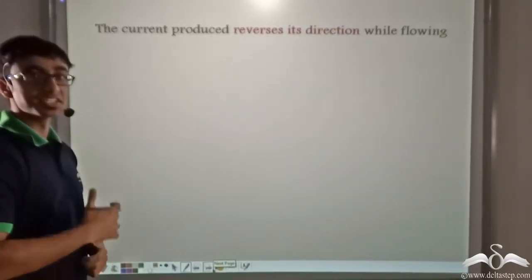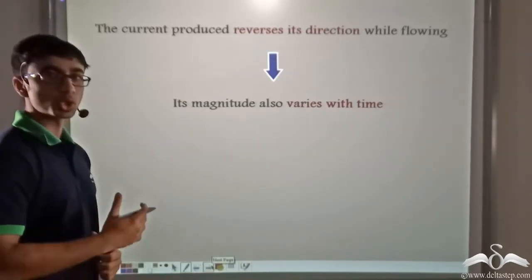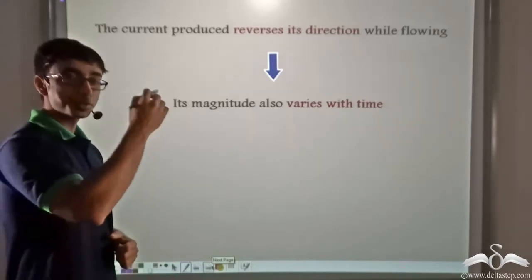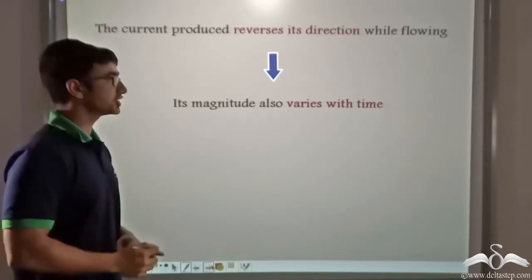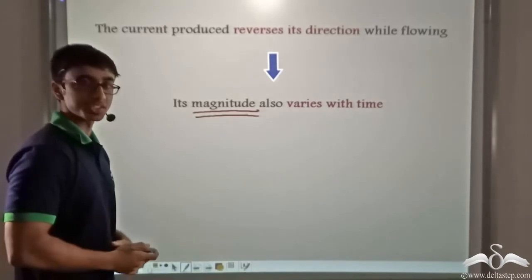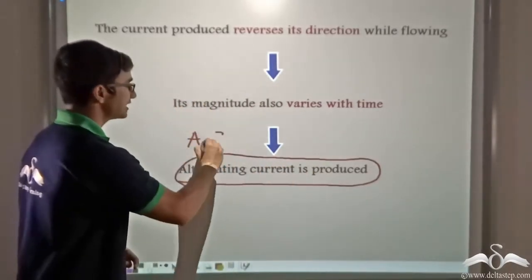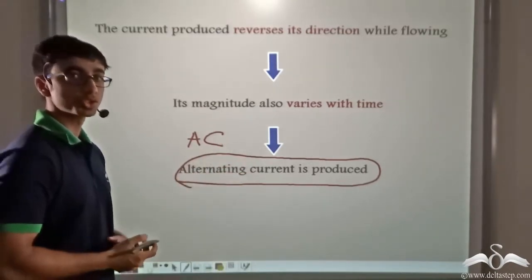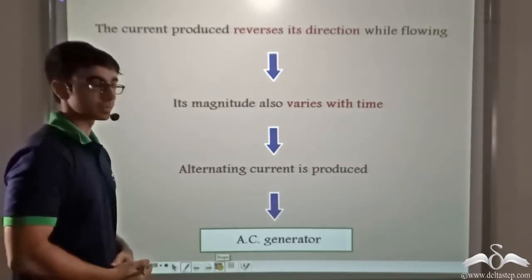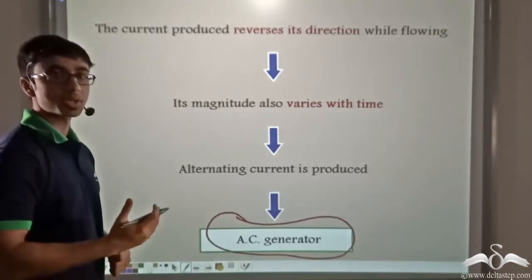So notice what happens when current reverses its direction while flowing. The current that is being produced reverses its direction in one rotation. Due to this, the magnitude also varies with time. As we saw, the magnitude that we obtain of the EMF and also the current is sinusoidal in nature. So not only is the direction changing, but the magnitude is also changing. This means that an alternating current or an AC is produced. This alternating current is produced by the generator, due to which it is also known as the AC generator. So the AC generator is responsible for producing alternating current, and this serves us during power cuts and load sheddings.